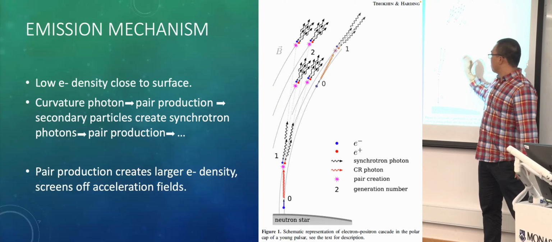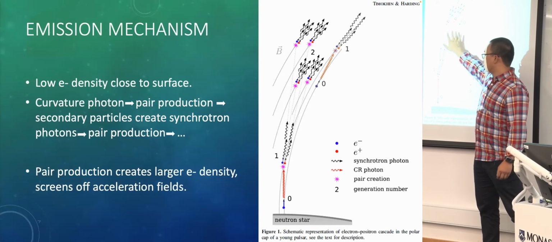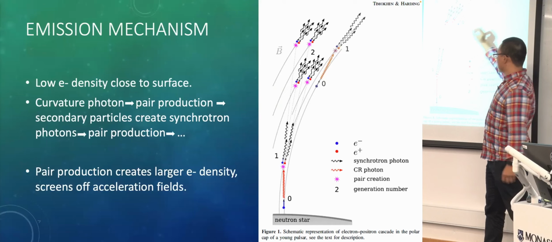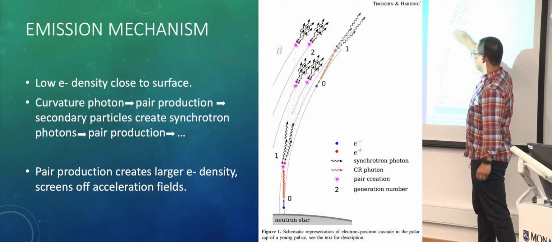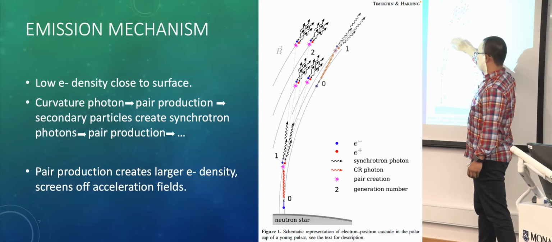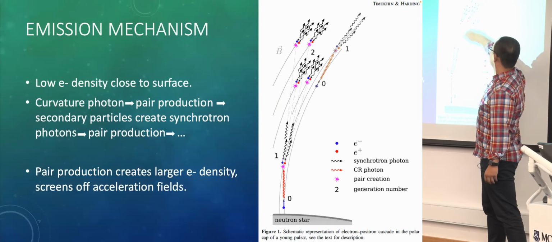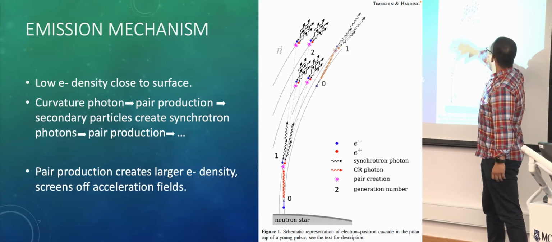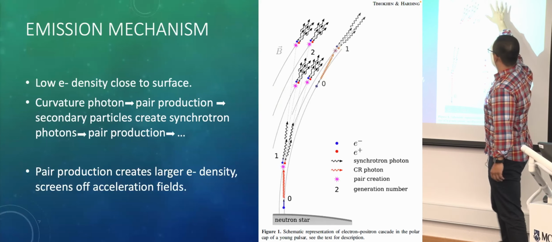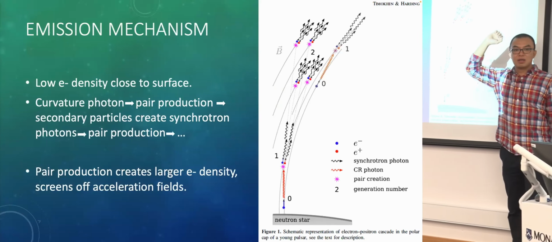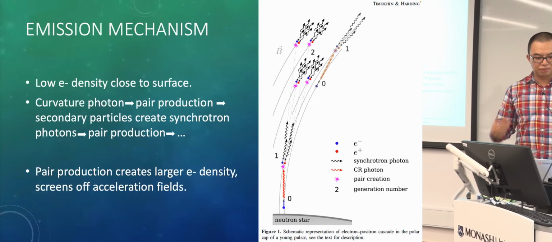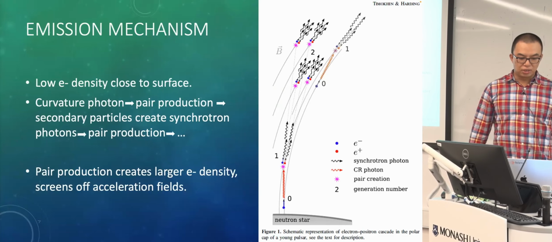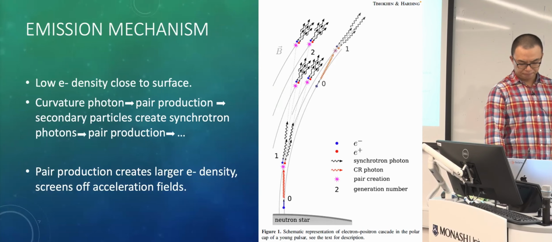And then the secondary particles move along and emit more energetic photons, either through synchrotron or curvature radiation, and this keeps being converted into next generation particles. The next generation particles produce more photons, and this is essentially a particle cascade, happening until we reach far enough away from the surface of the neutron star where the particle density gets very large, and that would actually close off the acceleration field.